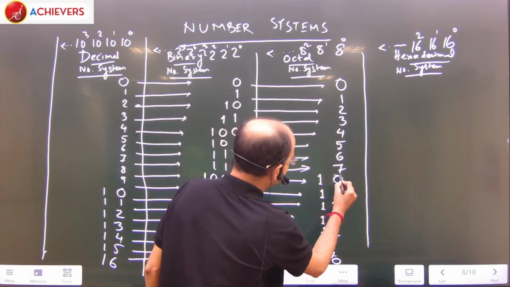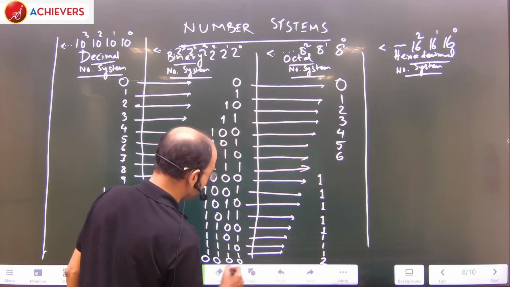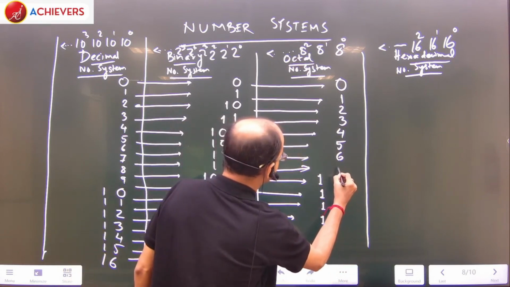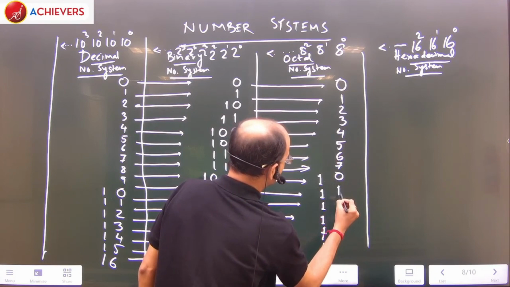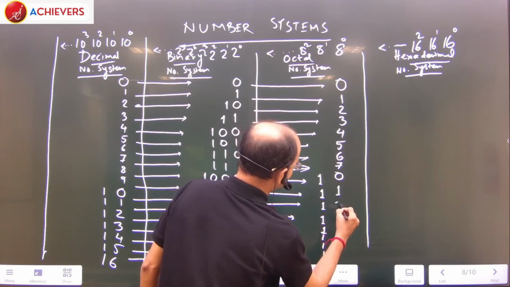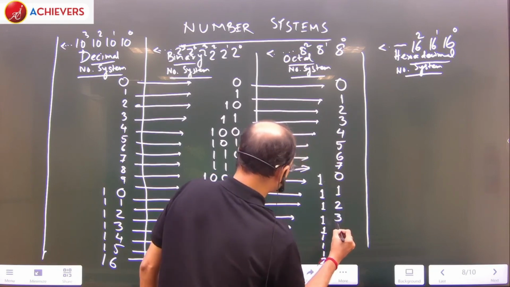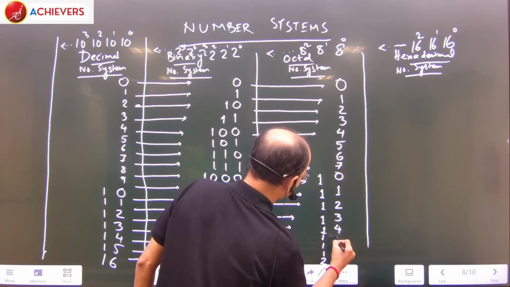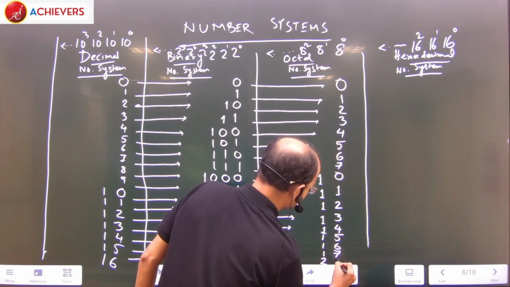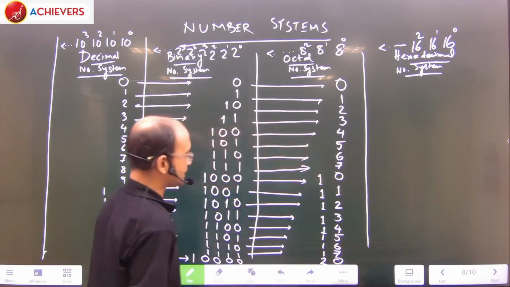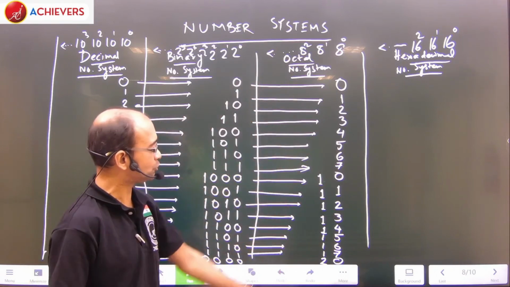So let's write these things in sequence. So this is 7, then 8 is 1, 0, 1, 1 is 9, 1, 2 is 10, 1, 3 is 11, 1, 4 is 12, 1, 5 is 13, 1, 6 is 14, 1, 7 is 15, and 2, 0 is 16. So 2 into 8 to the power 1 is 2, and 0 under 8 to the power 0.